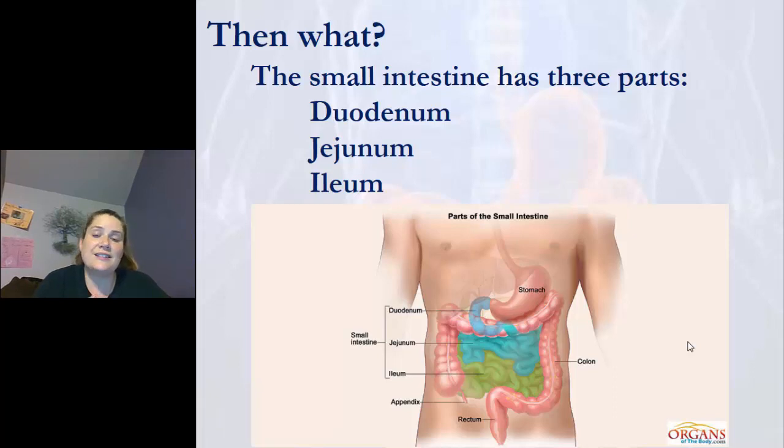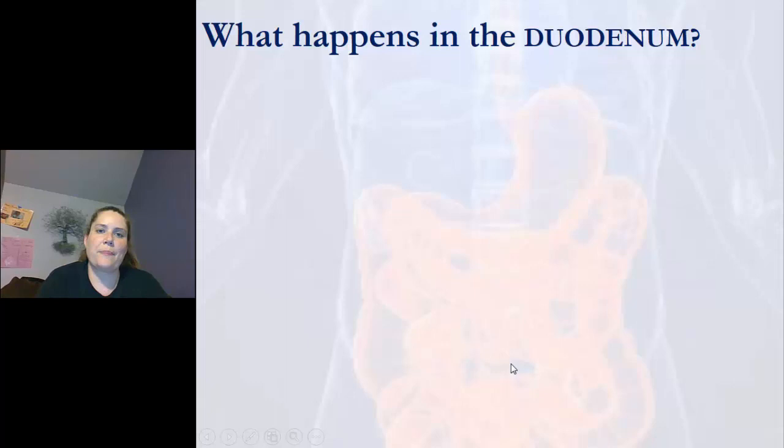All right, so the small intestine has 3 parts. The duodenum, practice saying it, duodenum, the jejunum, and the ileum. So the duodenum, the jejunum, and the ileum, and they go in that order when you go from the stomach. So you leave the stomach, go through the pyloric sphincter to the duodenum, which then goes into the jejunum, which zigzags back and forth, and then you go to the ileum, which is the last part.